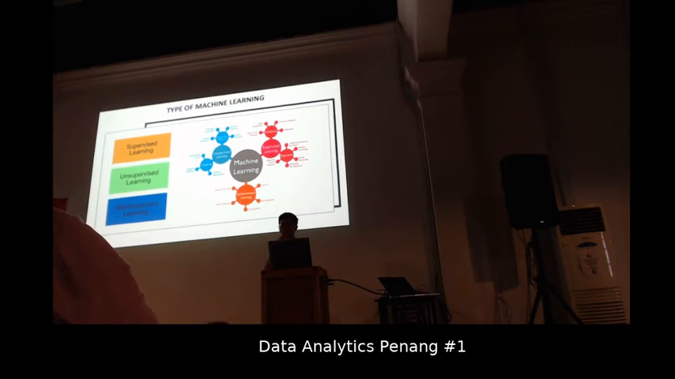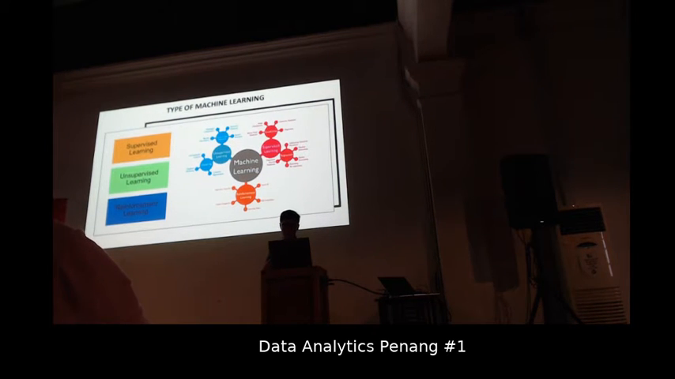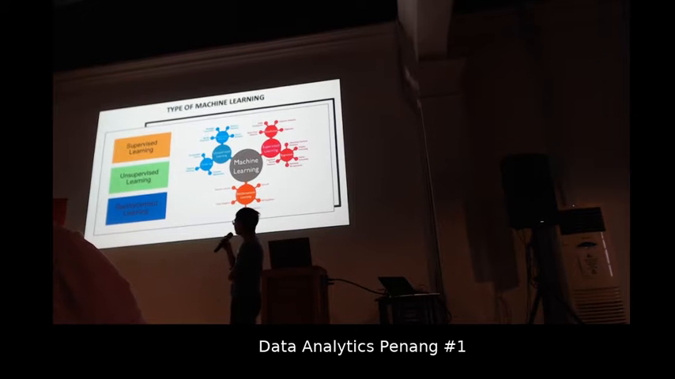There are a few types of machine learning, and we have three types. We have supervised learning, unsupervised learning, and reinforcement learning. Today, we will focus more on supervised and unsupervised learning, and I will briefly explain these two. Reinforcement learning, we will not talk about.